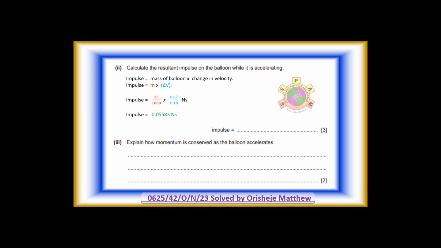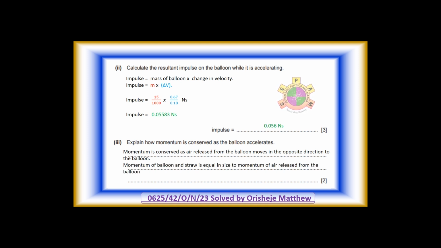3. Explain how momentum is conserved as the balloon accelerates. Momentum is conserved as air released from the balloon moves in the opposite direction to the balloon. Momentum of balloon and straw is equal in size to momentum of air released from the balloon.